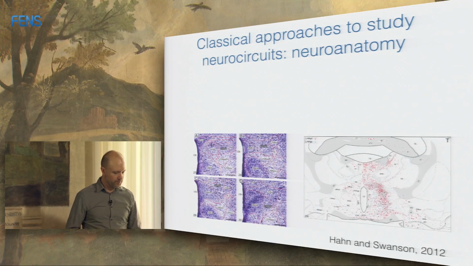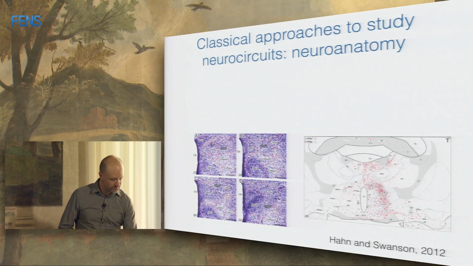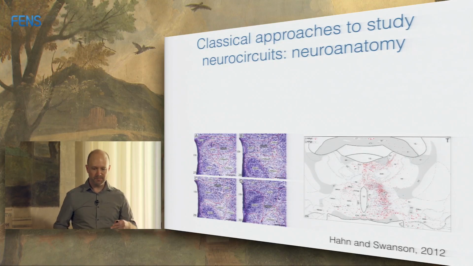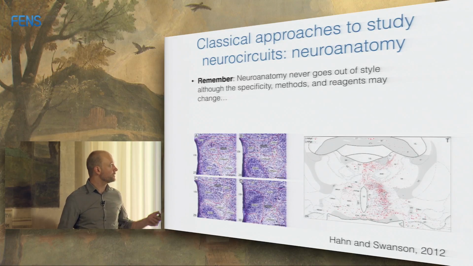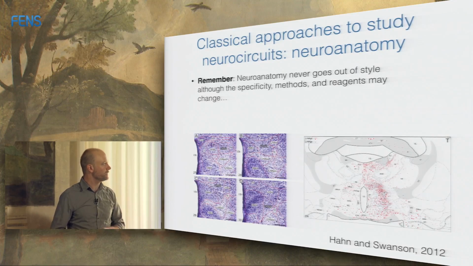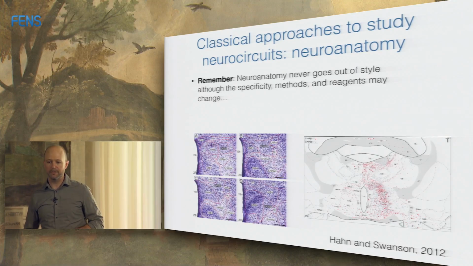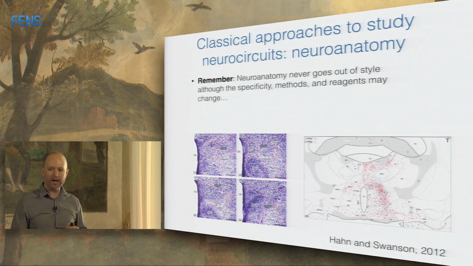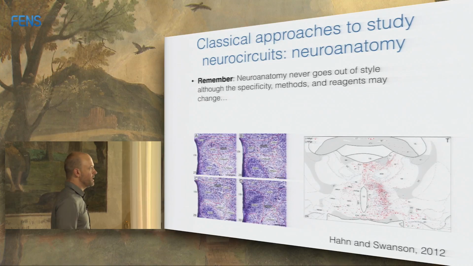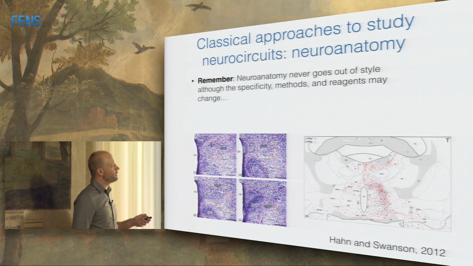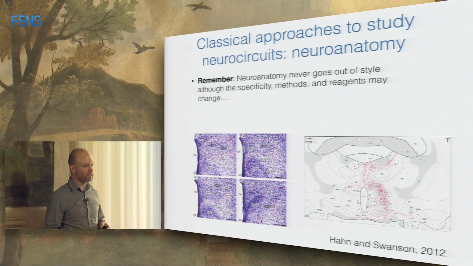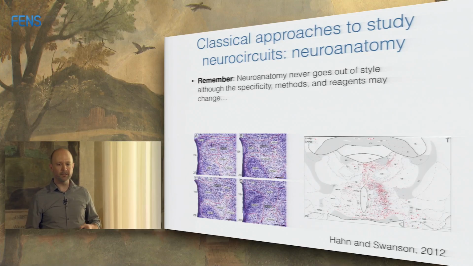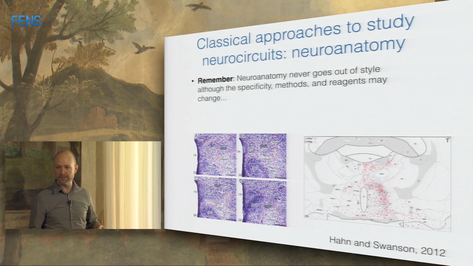And then finally, the last thing I just want to mention for classical approaches, and this is again spanning both previous work and modern approaches, is neuroanatomy. I'd just like to really stress that neuroanatomy never goes out of style. It's absolutely critical that we understand how cells are intrinsically wired up to each other to understand brain-behavior relationships. So even though the specificity and methods and reagents may change slightly over time, without understanding how circuits are intrinsically wired, it's very difficult to ascertain the meaning of functional manipulations or behavioral readouts, things like that.